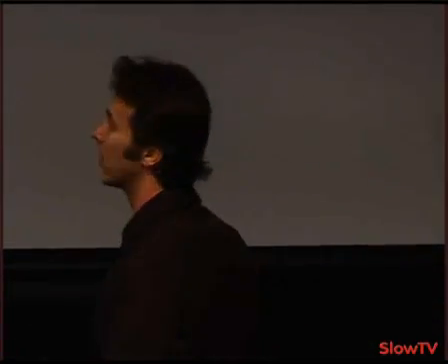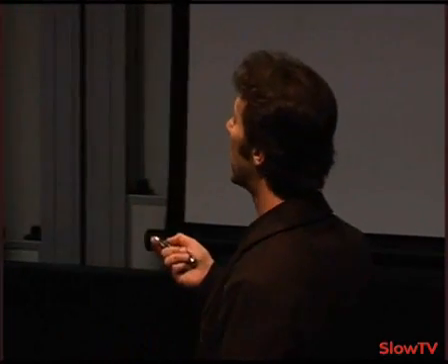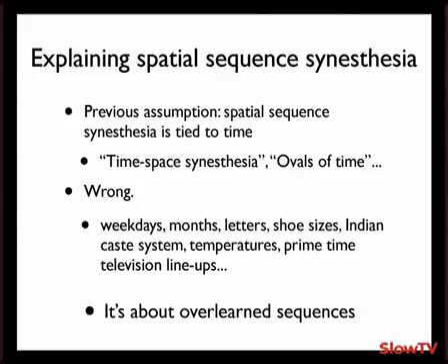So what has been in the literature about spatial sequence synesthesia, especially as regards weekdays and months of the year, people have called this time-space synesthesia. And there was a paper that had as the title, Ovals of Time, as though this has something to do with time. And that's just a really wrong-headed way to think about it, because in fact, we don't just find it with weekdays and months, but you find it with letters and shoe sizes and the Indian caste system and temperatures and primetime television lineups on Thursday night and so on.